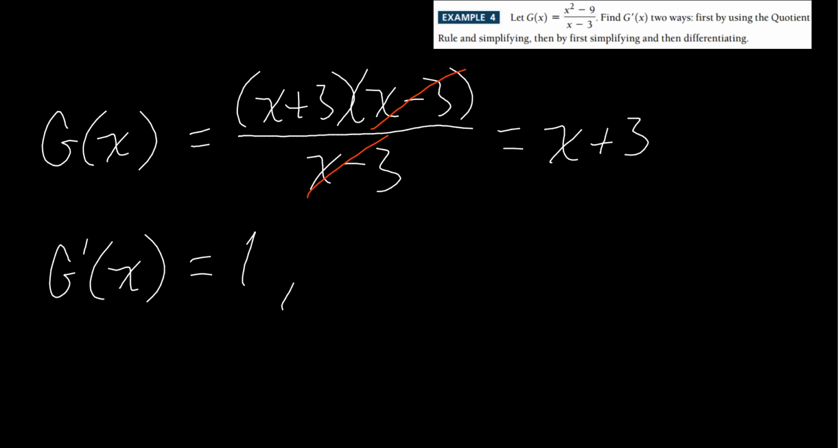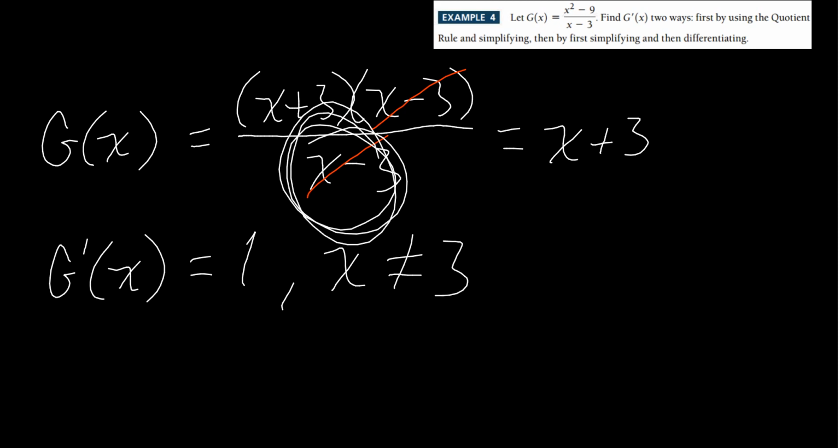And same thing, provided that x is not equal to a positive, I'm sorry, a negative 3. Was it a negative 3? No, yeah, it's a positive 3 because we're looking at my denominator here. Okay, and so that was pretty simple. That was way simpler actually, right?